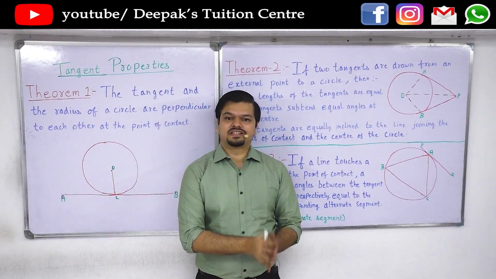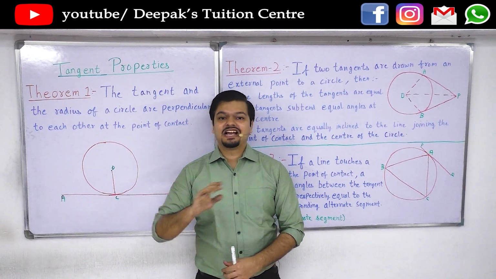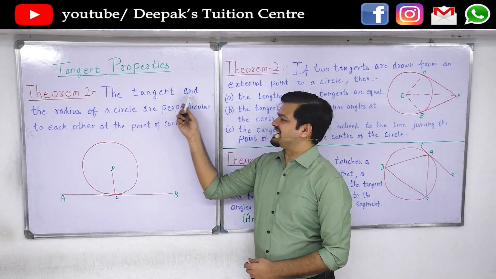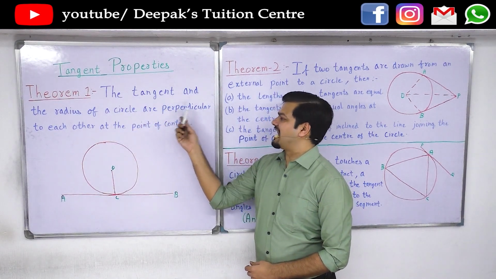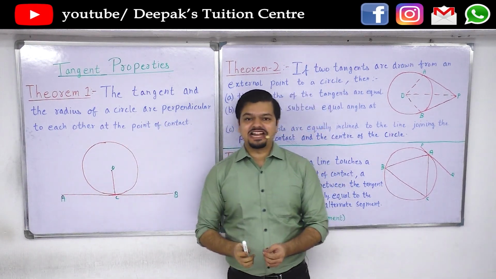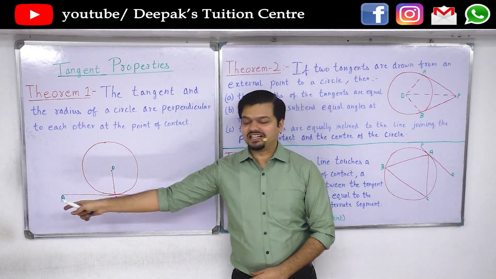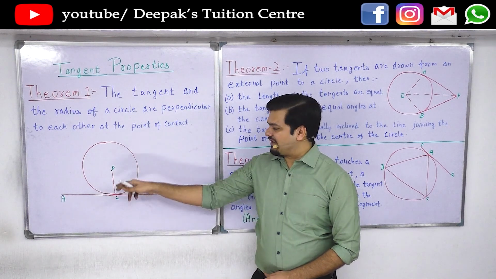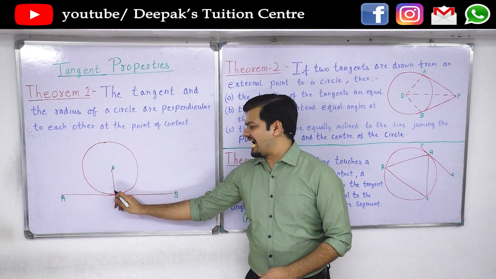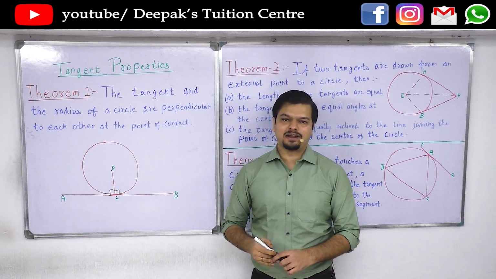This year, after further reductions, there are only 3 theorems in the tangent properties. The other theorems have been scrapped. The first theorem is that the tangent and the radius of a circle are perpendicular to each other at the point of contact. A tangent is a line which touches the circle at one point only. So this is the point C where the tangent AB touches the circle, and if a radius OC is drawn, then we can say that the angle between the radius and the tangent is 90 degrees. That is a right angle.